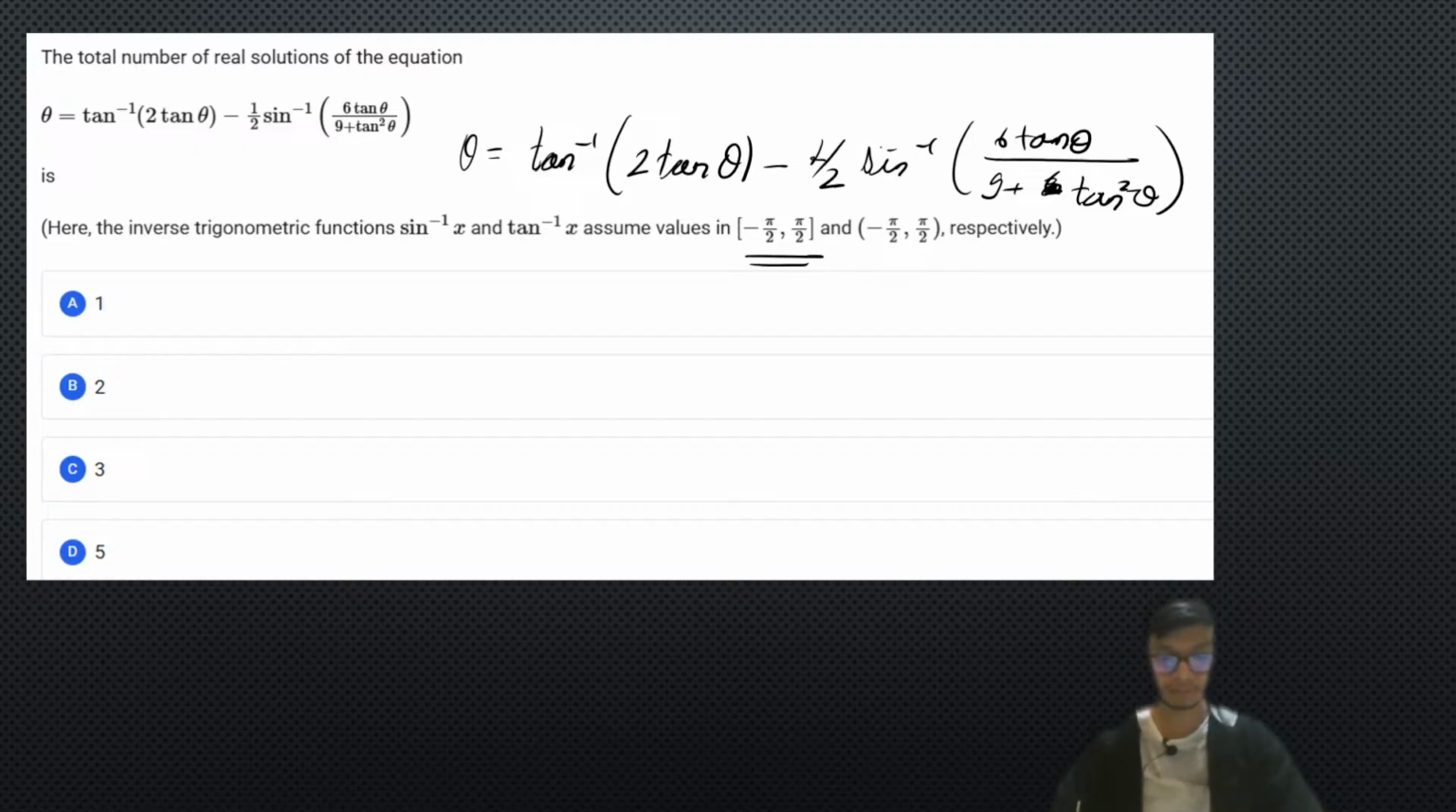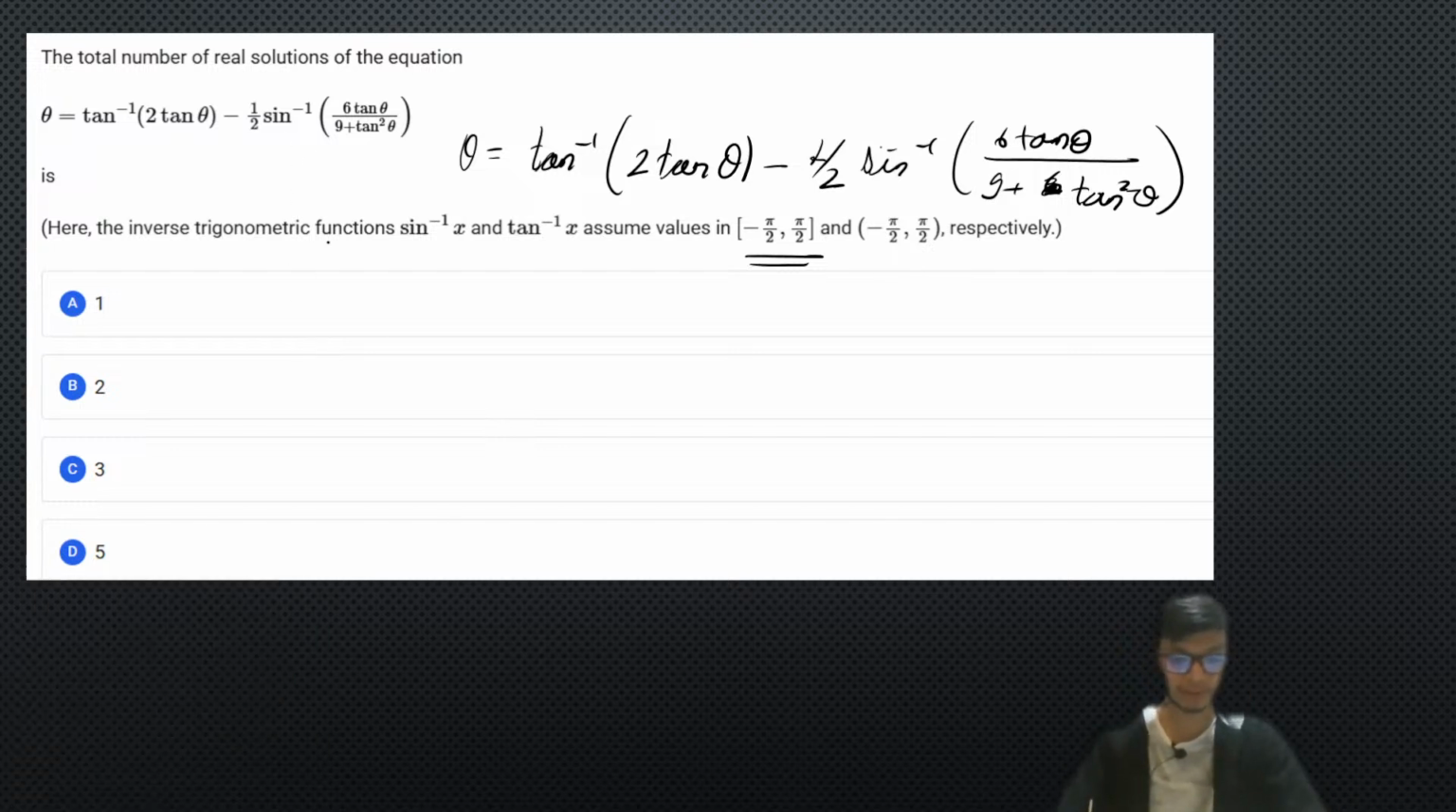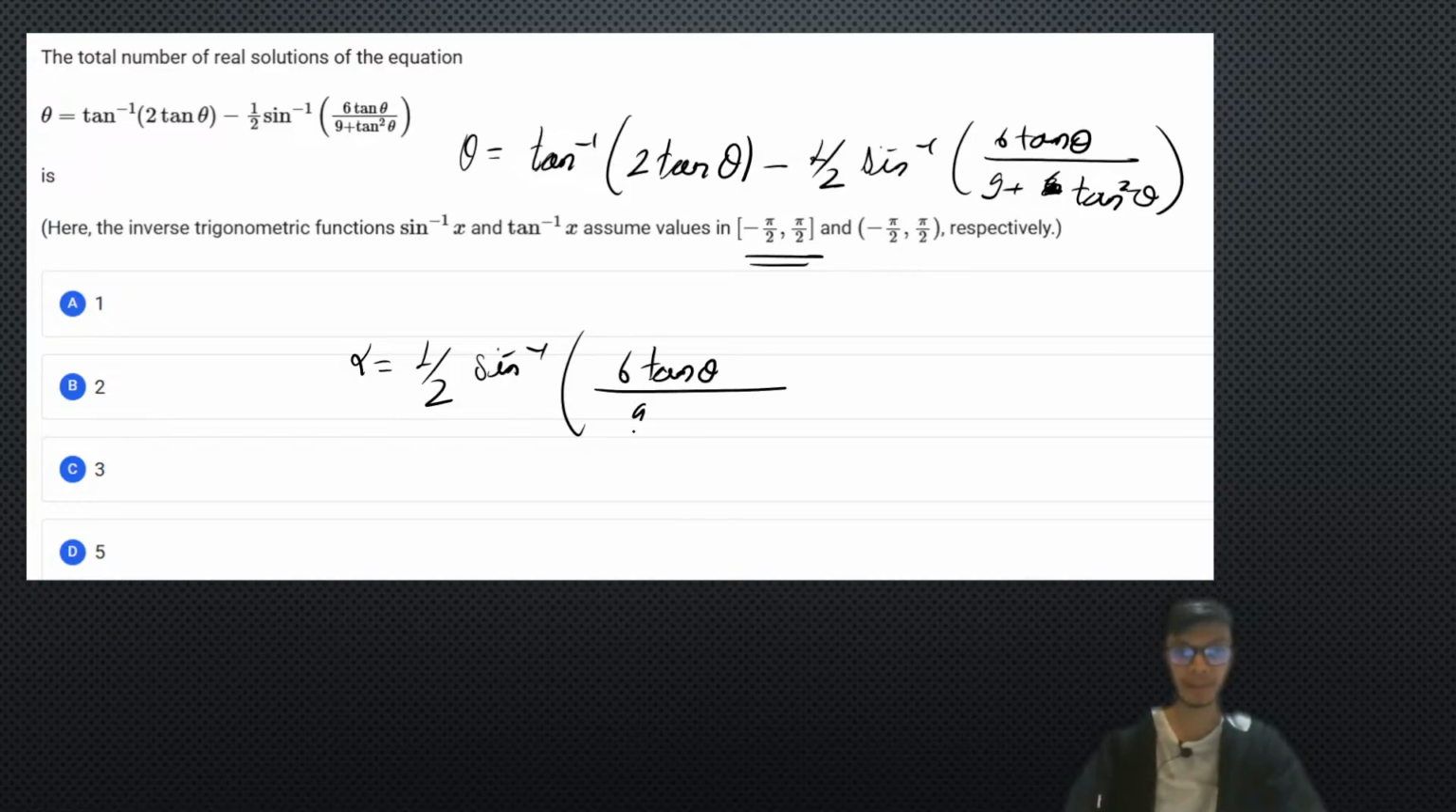Great. So now let's see how we will proceed with this solution. In order to proceed, let us assume, because we know the sine inverse of a function will return the angle value, right? So let us assume this following result, that alpha is equal to half times sine inverse of 6 times tan theta divided by 9 plus tan square theta, right? Let us assume that alpha is this over here.